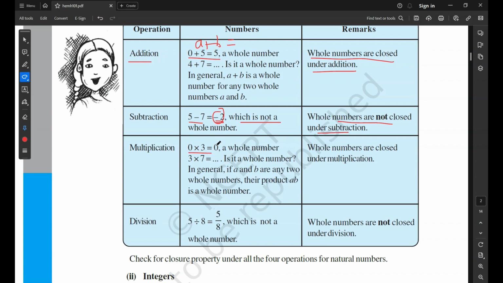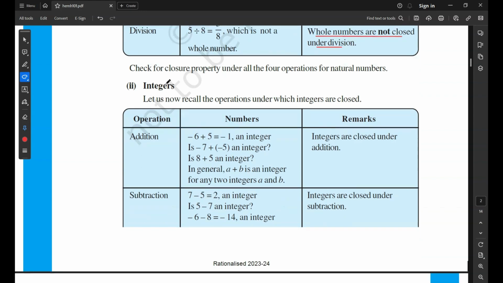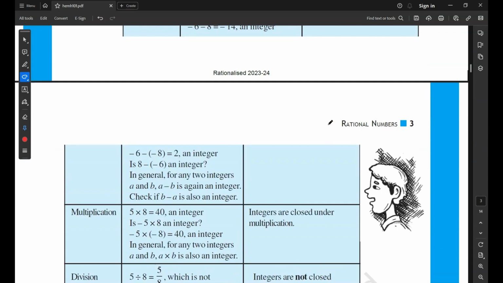So 0 into 3 will be 0, right? So whole numbers are closed under multiplication. Then for division, it doesn't satisfy, so whole numbers are not closed under division. And whole numbers is done. Now talking about integers. Minus 6 plus 5 is negative 1. So we are getting an integer again. As we are getting an integer, integers are closed under addition. Yes, they are satisfied. And the same case in subtraction also, so integers are closed under subtraction.